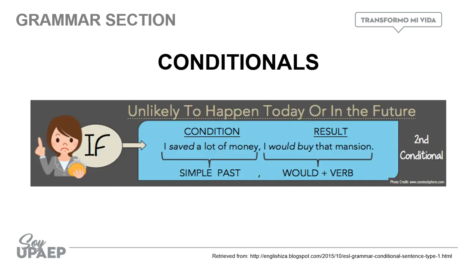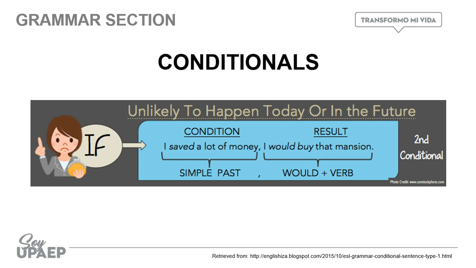Okay, let's start with the second conditional. The second conditional presents situations that are unlikely to happen today or in the future. For example, if I saved a lot of money, I would buy that mansion. Okay, so if you notice, the verb in the if clause is in past simple, and the verb in the other clause is would plus the base form. Okay, so if I saved a lot of money, which is not likely, I would buy that mansion.